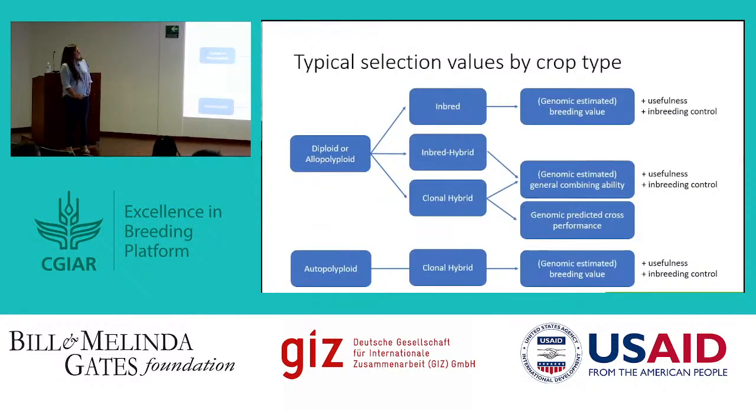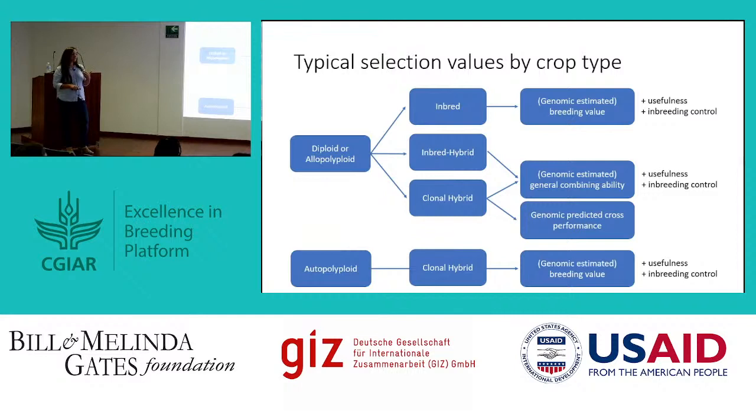I have a handy guide, if you'd like, for typical selection values we end up recommending by crop type. If you're a diploid or an allopolyploid, if it's fully inbred, you're typically going to select on a genomic estimated breeding value, of course, because you don't have dominance in your product. You can add the usefulness criterion we talked about to get more variance in your crosses. You can add inbreeding control to prevent drift. Our inbred hybrid systems typically use genomic estimated general combining ability. Again, we can add or subtract usefulness and inbreeding control.